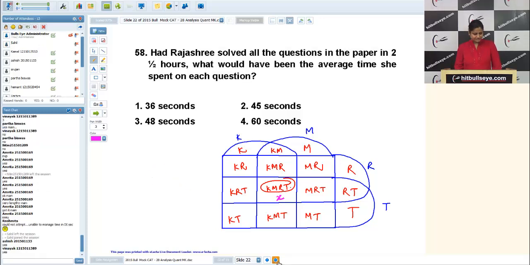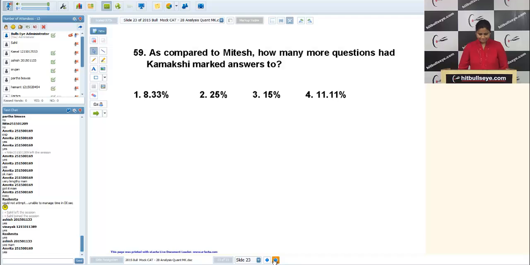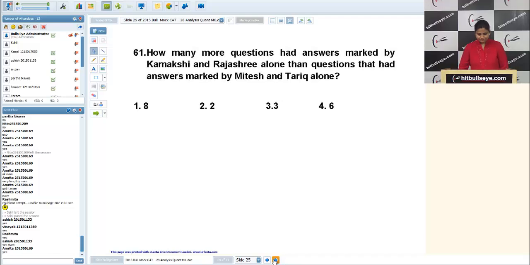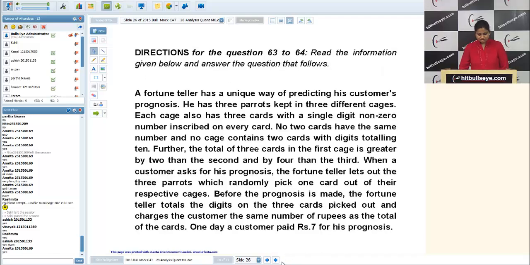Should I move further, guys? Please respond. Yes, okay. There were 3 or 4 questions. It was an easy set, 63 to 64, but I don't know why many students have not attempted this set. That was an easy set, I guess. Any problem in 63 to 64?